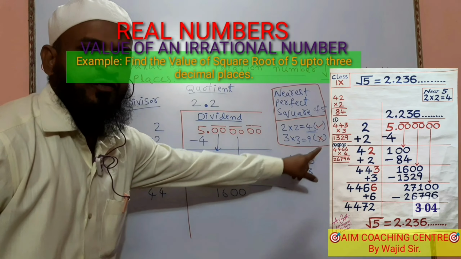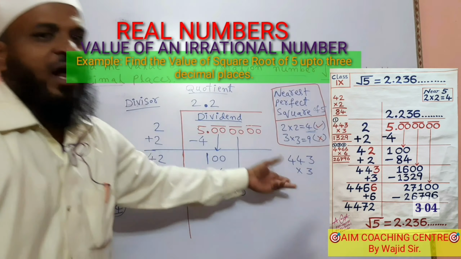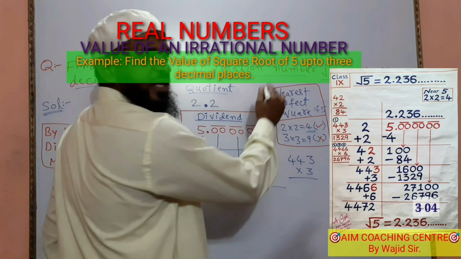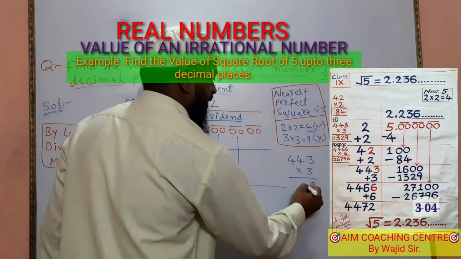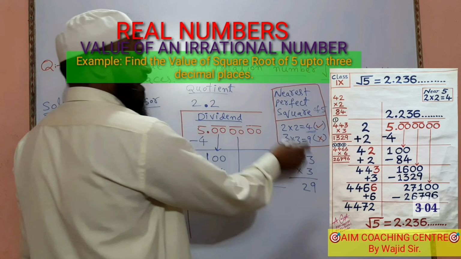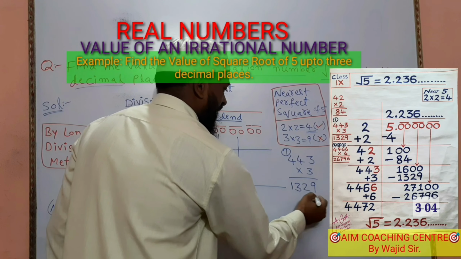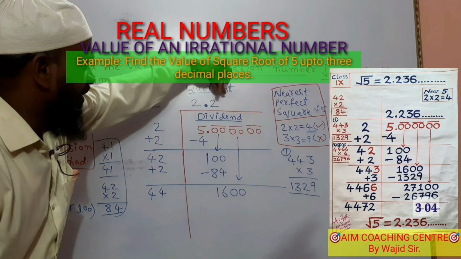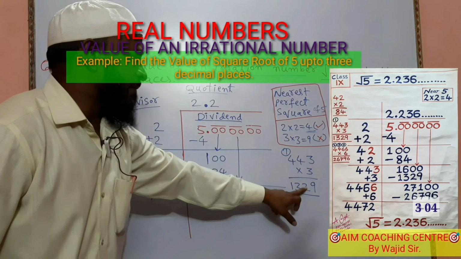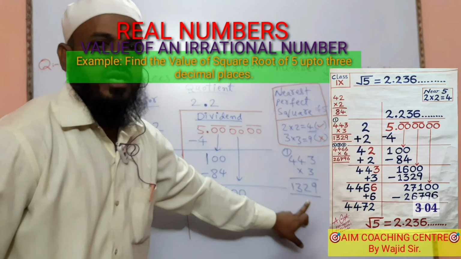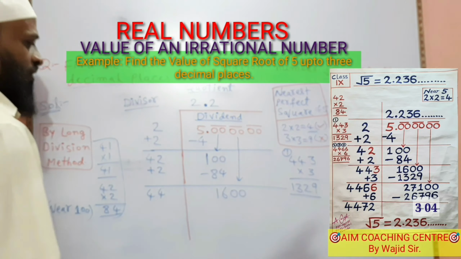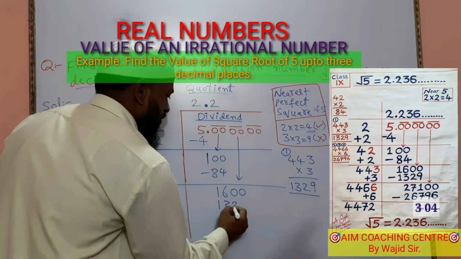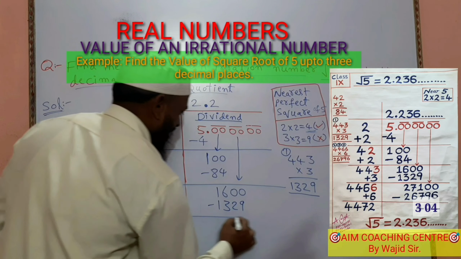If we take 3 with 44, we get 443, and we have to multiply with that number only. 3 times 3, 9. 3 4s are 12, take 2, carry 1. 3 4s are 12 plus 1, 13. Now, if we are taking 3 with 44, we take 3 in the quotient also, and multiply with 3, and we get 1329. This is near to 1600. Yes, write it down to the dividend.